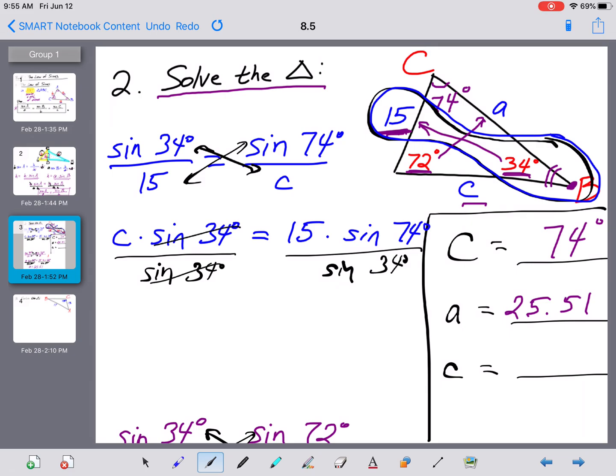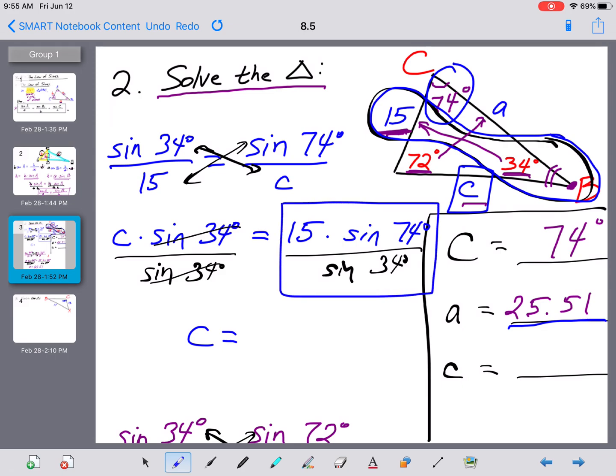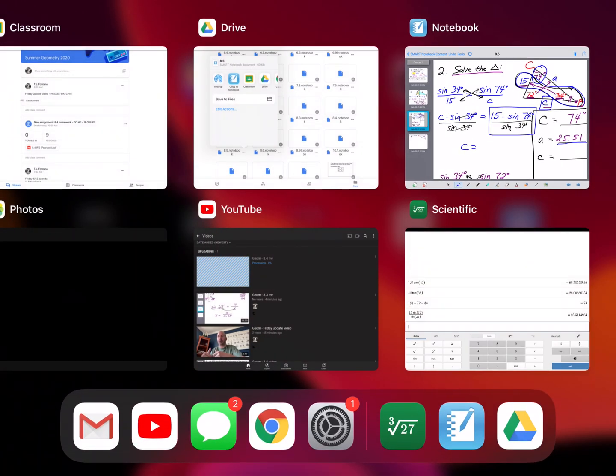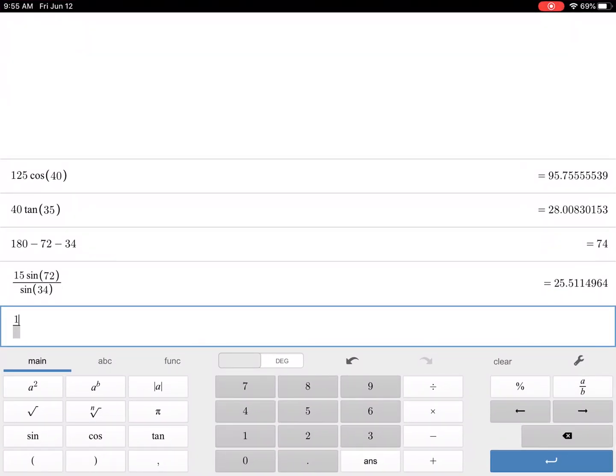Sine 34s cancel, we're going to get C equals, and remember everybody, the two things that we believe we know, C has to be bigger than 15, but C also needs to be bigger than the 25.51 we came up with. Since angle C is the biggest angle, little c better be the longest side. So this is the expression I now need to type in my calculator, very similar to the last one. So 15 sine 74 on the top.